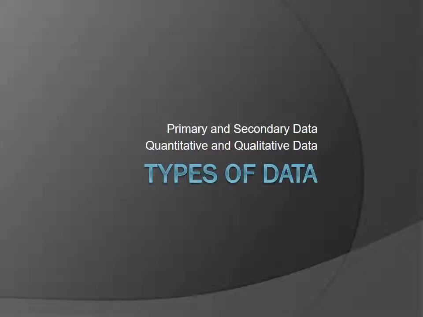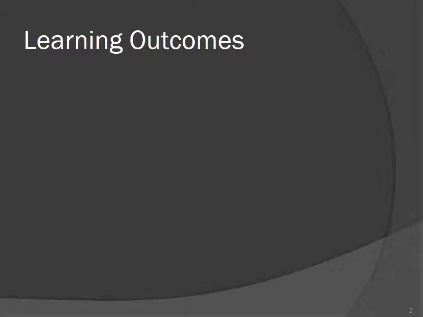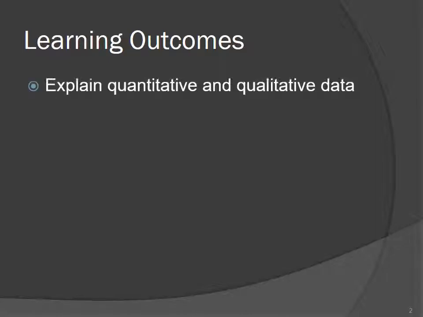Types of data: primary and secondary, quantitative and qualitative. The learning outcomes include: explain qualitative and quantitative data. What do they mean? What are their definitions?